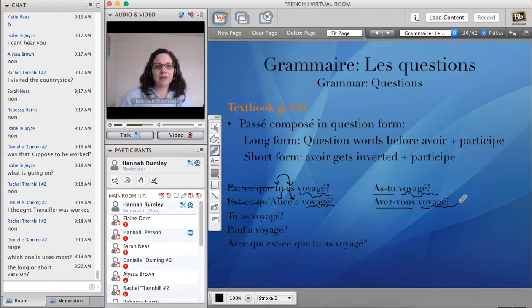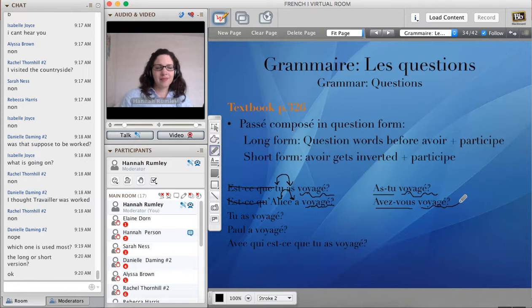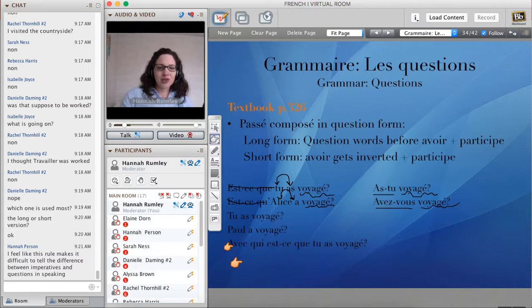Which one is used most? That's hard to say. They're both used a lot, and they're both equally grammatically correct. Probably in everyday talk, the inverted form is probably used more. But I've heard it, and the French are pretty polite too, so I don't know. Same. Tu as voyagé, Paul a voyagé, avec qui est-ce que tu as voyagé?